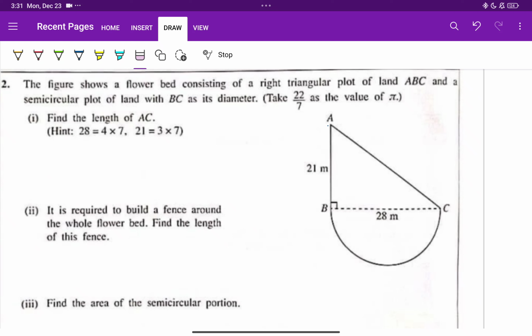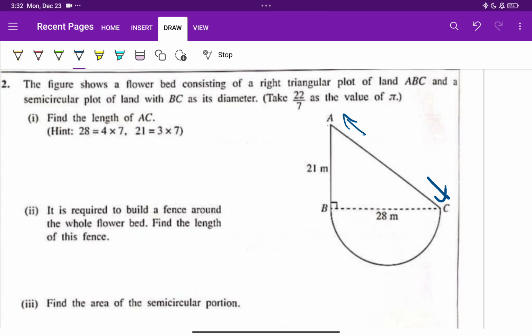Okay, this is the area and perimeter question from 2021 O-levels. The figure shows a flower bed consisting of a right triangular plot of land ABC and a semicircular plot of land with BC as the diameter. Take the value of pi as 22/7. Those are the instructions, and the first question is to find the length of AC.